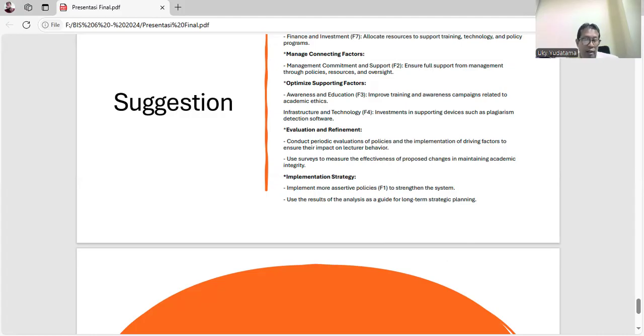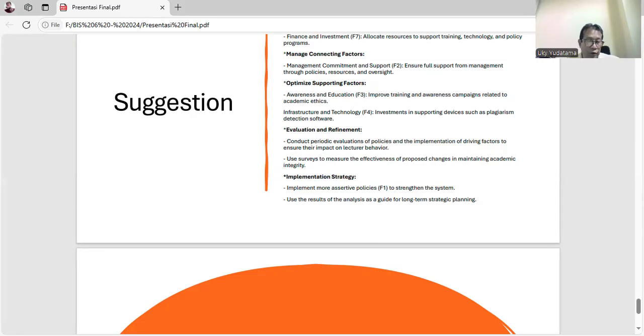For evaluation and refinement, regular evaluation of policies and driving factors should be conducted to assess their effectiveness in influencing lecturer behavior and maintaining academic integrity. Use surveys and feedback mechanisms to measure the effectiveness of the implemented changes, ensuring they align with the goal of improving academic integrity.